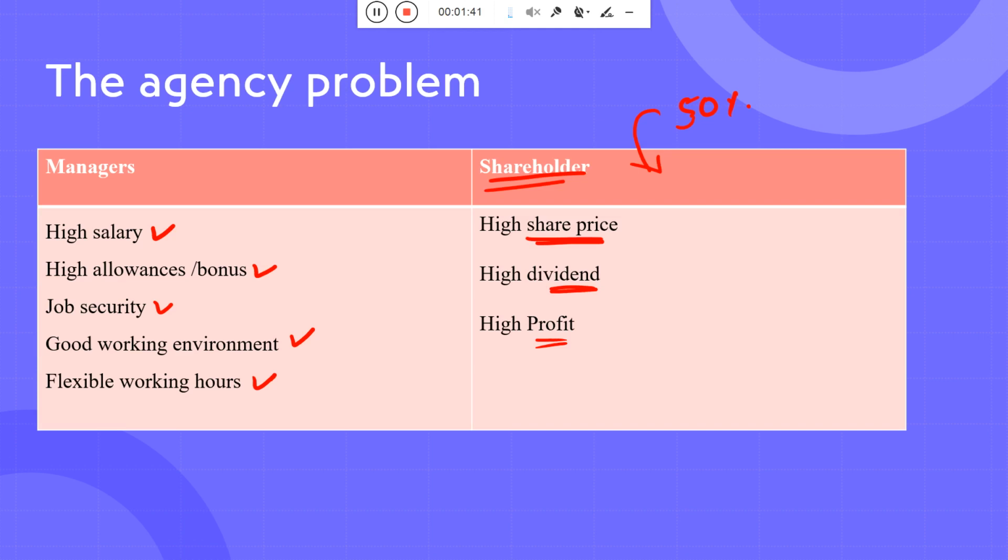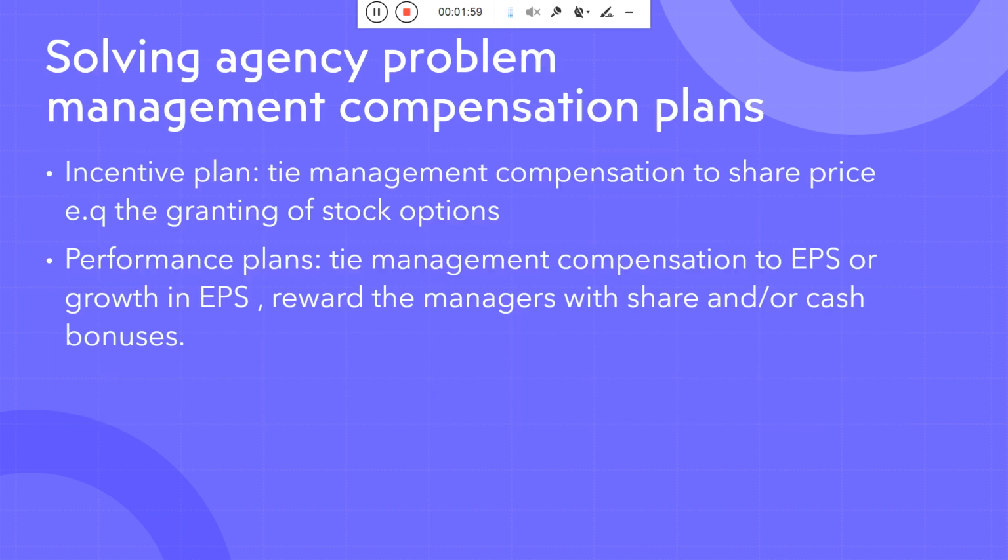On the other hand, the manager wants the salary to be high, for the employees as well as the manager, and also allowances, bonuses and job security. So these are the things I discussed. So there is a conflict. How do we solve the conflict? That is the next point.